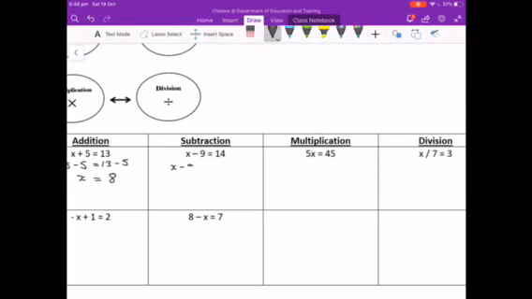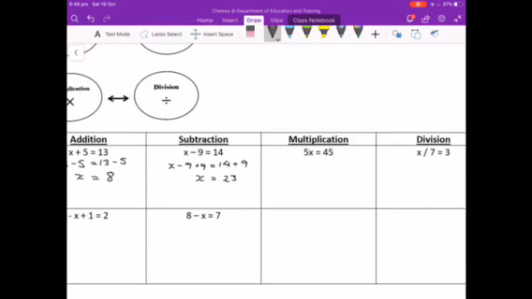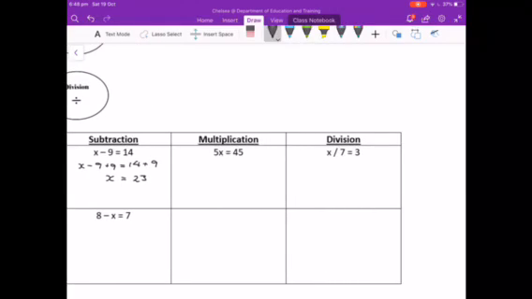Let's look at subtraction. I'll write the equation down again. Now in this case, x has been subtracted by 9. The inverse operation of subtraction is addition, and the opposite of take 9 is add 9. Add 9 to both sides. Now x take 9 plus 9 again equals 0. So we have x left over. And 14 plus 9 equals 23. Therefore x equals 23.